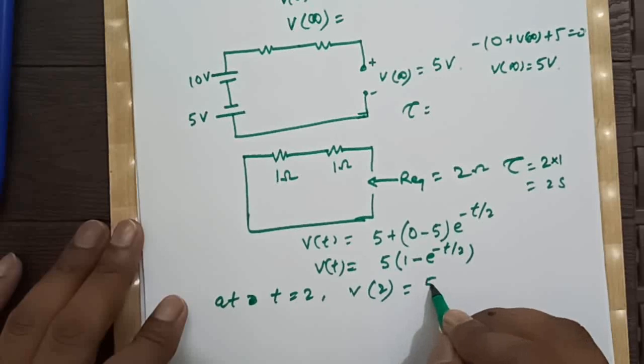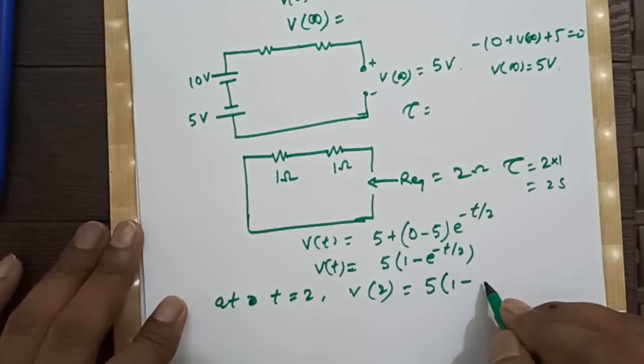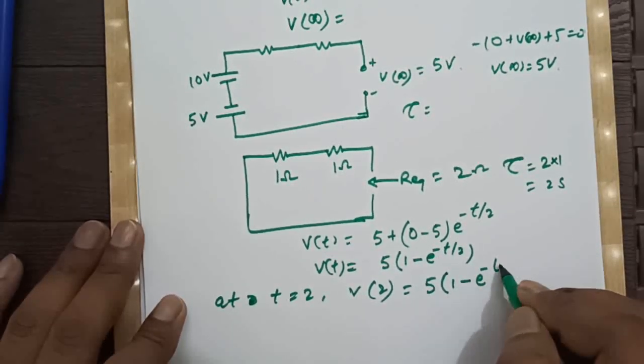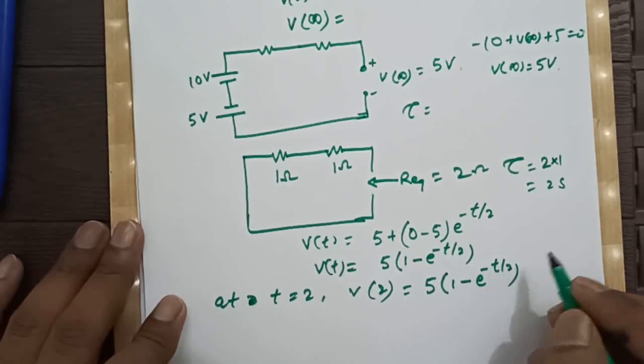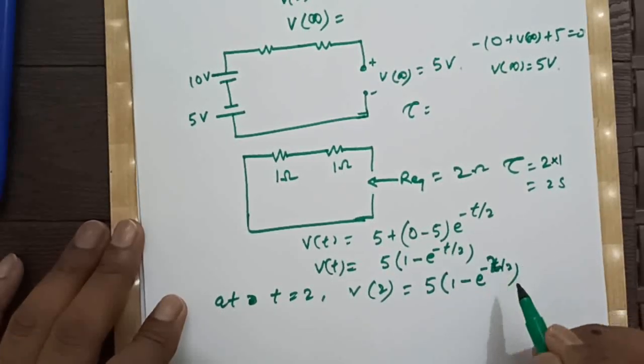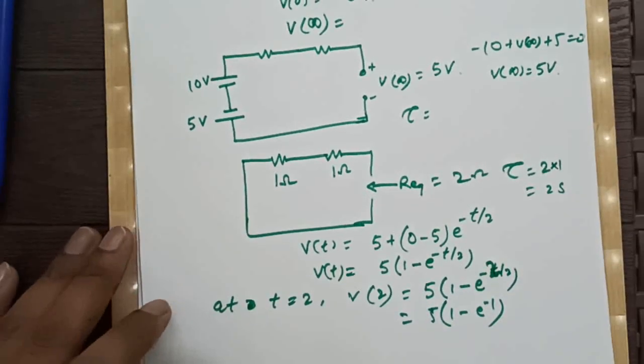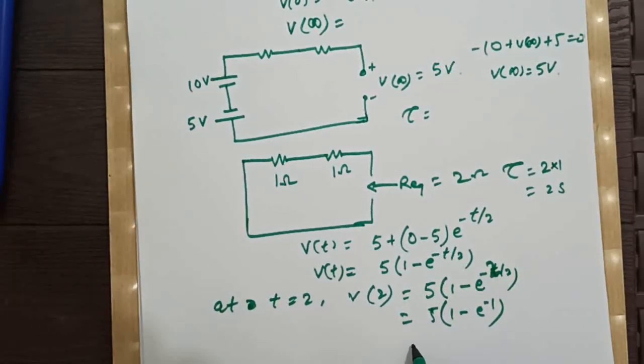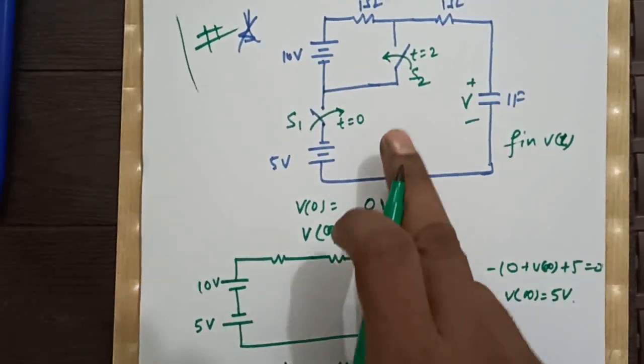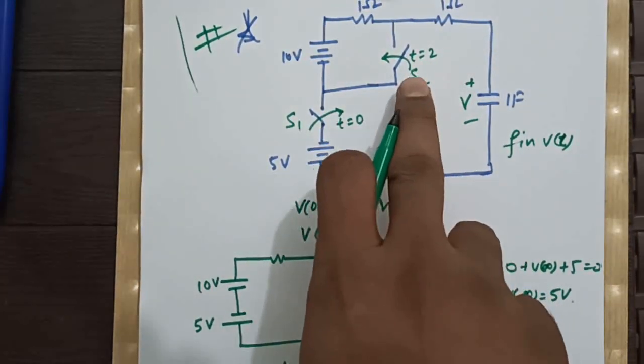Voltage will be 5 into 1 minus e to the power minus t by 2, that is putting t equal to 2, it will be 5 into 1 minus e to the power minus 1. After calculating this, we will have 3.16. Now this is the voltage at time t equal to 2 seconds. Now see, we are introducing one more transient at time t equal to 2.